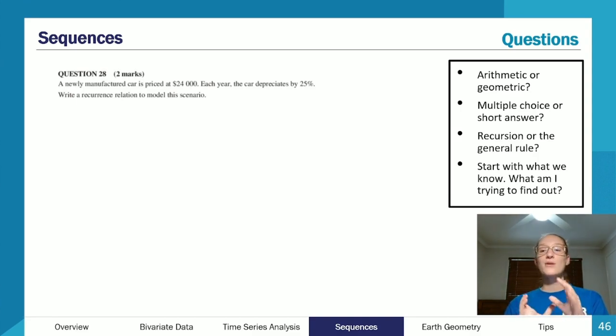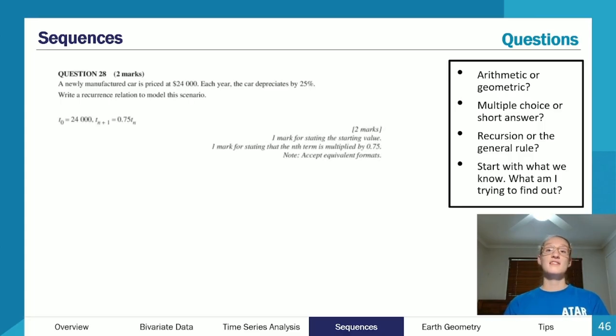So I've got some questions off to the right here that I'd like you to think through. So first of all, is it arithmetic or geometric? And what tells you this? Again, how you approach a question might depend on whether it's multiple choice or short answer, and this one's a short answer one. You also need to work out, should I use recursion or the general rule? And here it said, write a recurrence relation. So we're going to use the recursive definition.